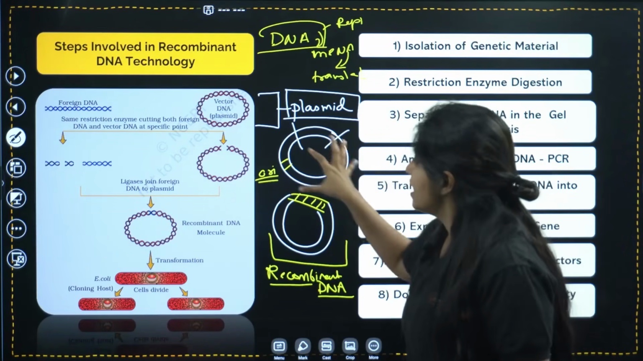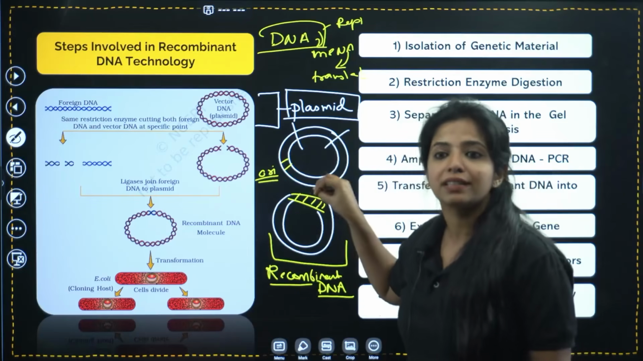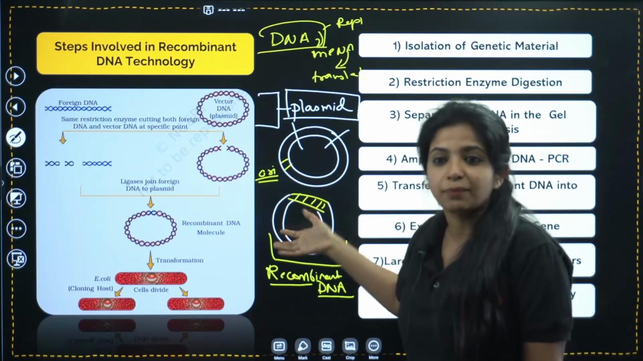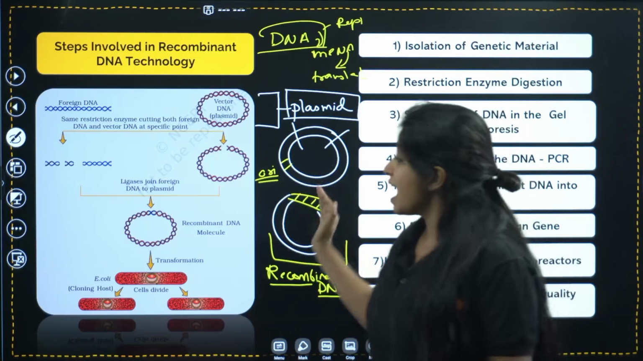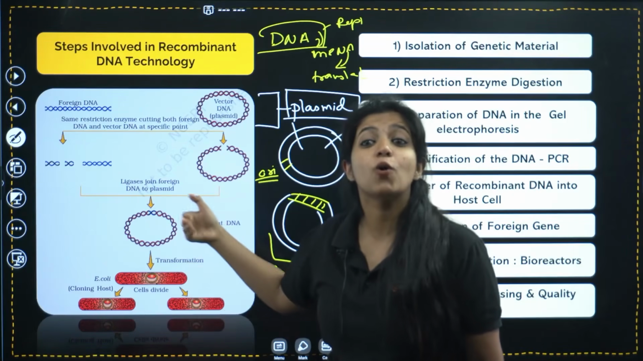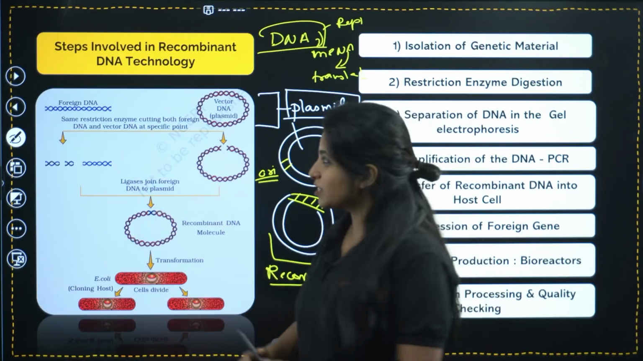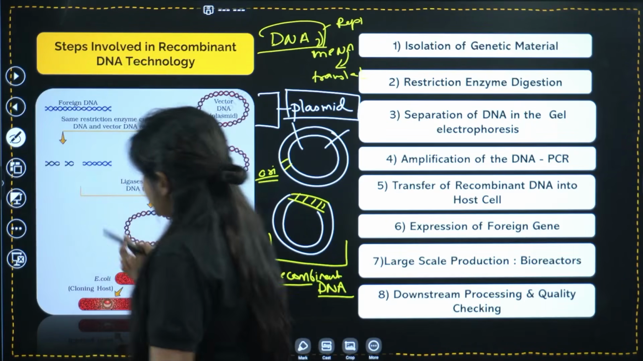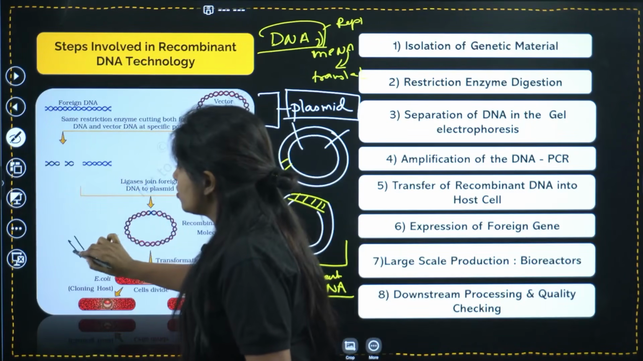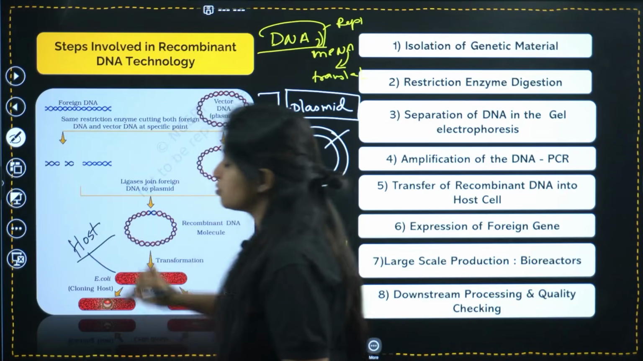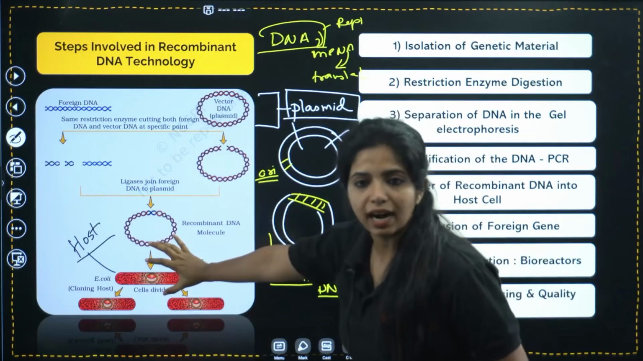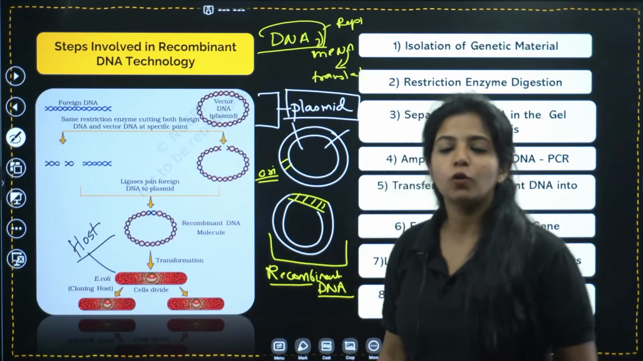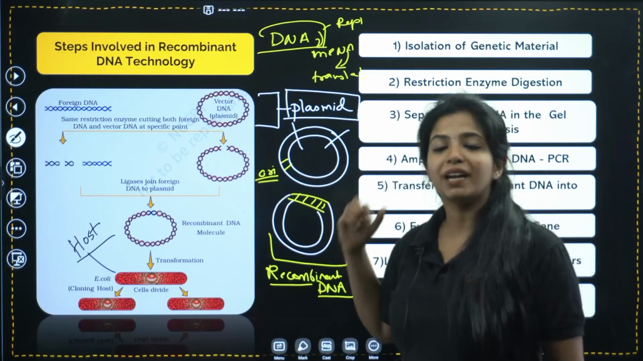So this recombinant DNA, or the different type of plasmid that I have right now, I am going to put inside a host. What's a host? A host can be a normal cell, which has all the machinery for transcription and translation. I will put it inside that, and the host will take over and do the same function, and over here I'll be getting my protein.